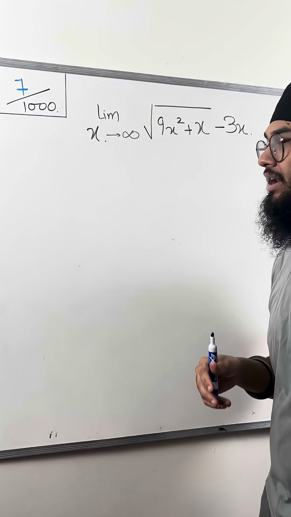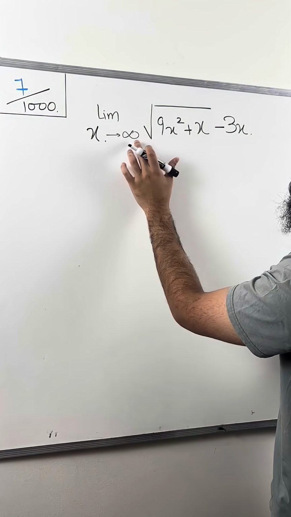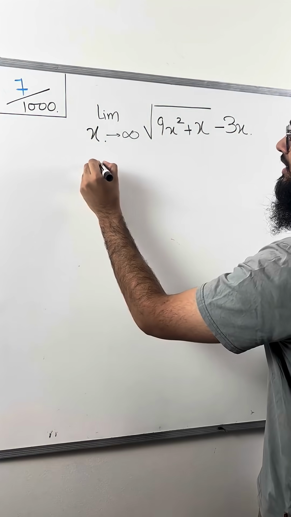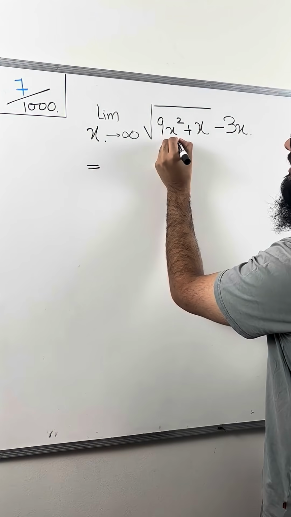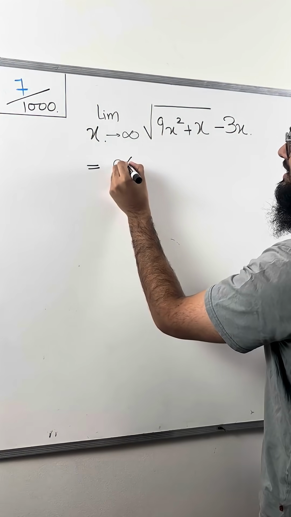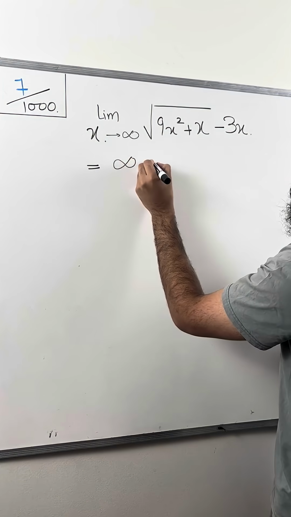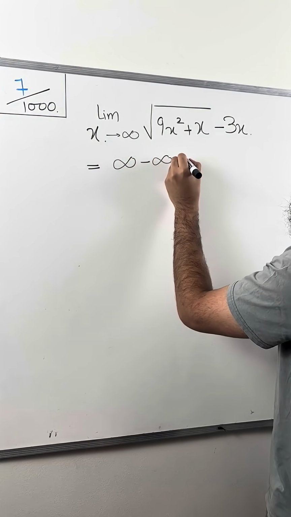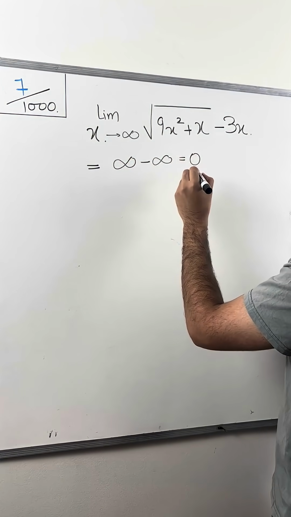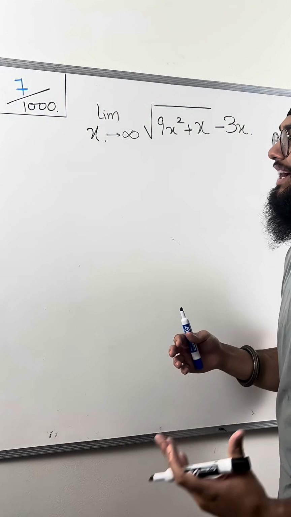Since there is no denominator, let's just plug in the value of infinity in the function. And we get square root of infinity plus infinity, which is just infinity minus infinity. So infinity minus infinity gives us 0, right? Okay, so don't make that common mistake.